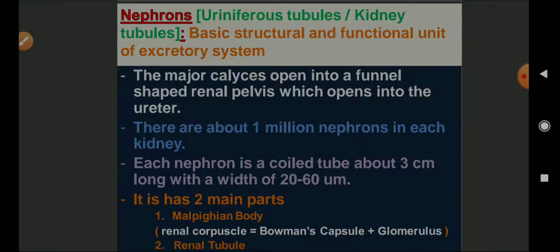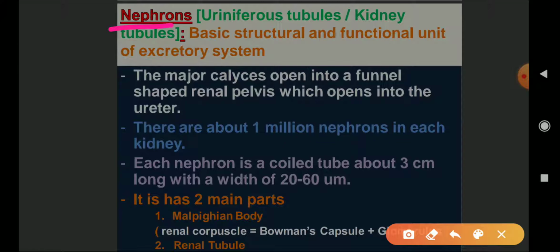So these are another name of nephron. What is another name of nephron? Uriniferous tubules or the kidney tubules. You can say uriniferous tubules or you can say kidney tubules. Both are the same. So sometimes they ask, what are uriniferous tubules?